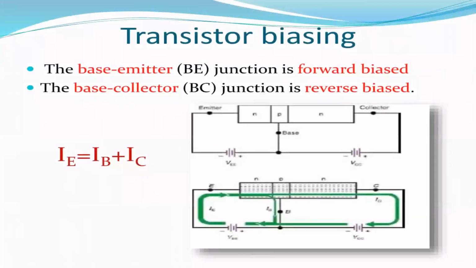So what is transistor biasing? The base-emitter (BE) junction is forward biased. The base-collector (BC) junction is reverse biased. That is, it is formulated by the equation known as IE equal to IB plus IC.